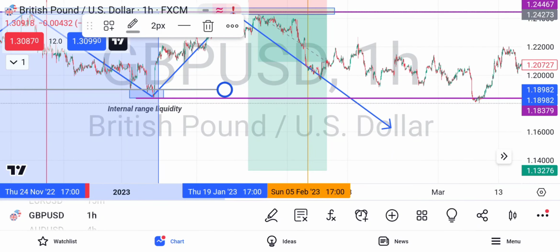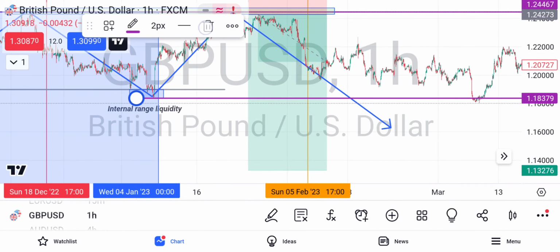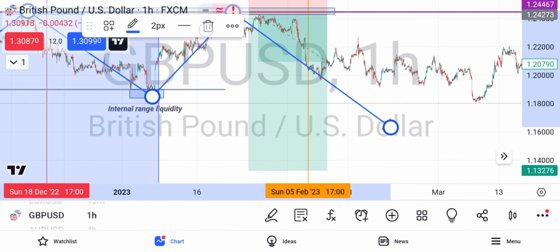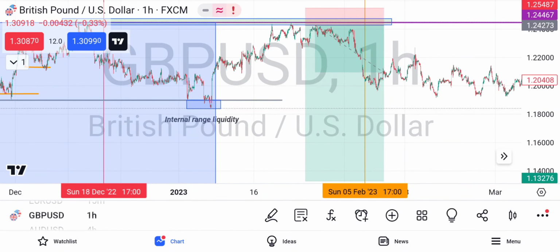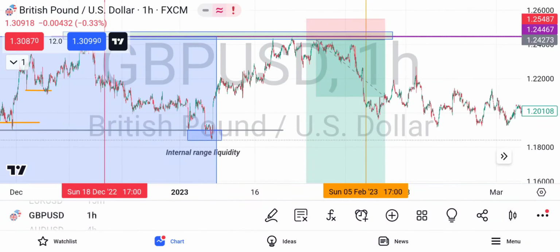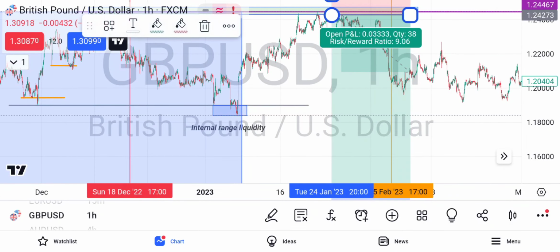So this is just basically it. And they say always follow your higher time frame trend. Always, it is essential. Always follow your higher time frame trend.